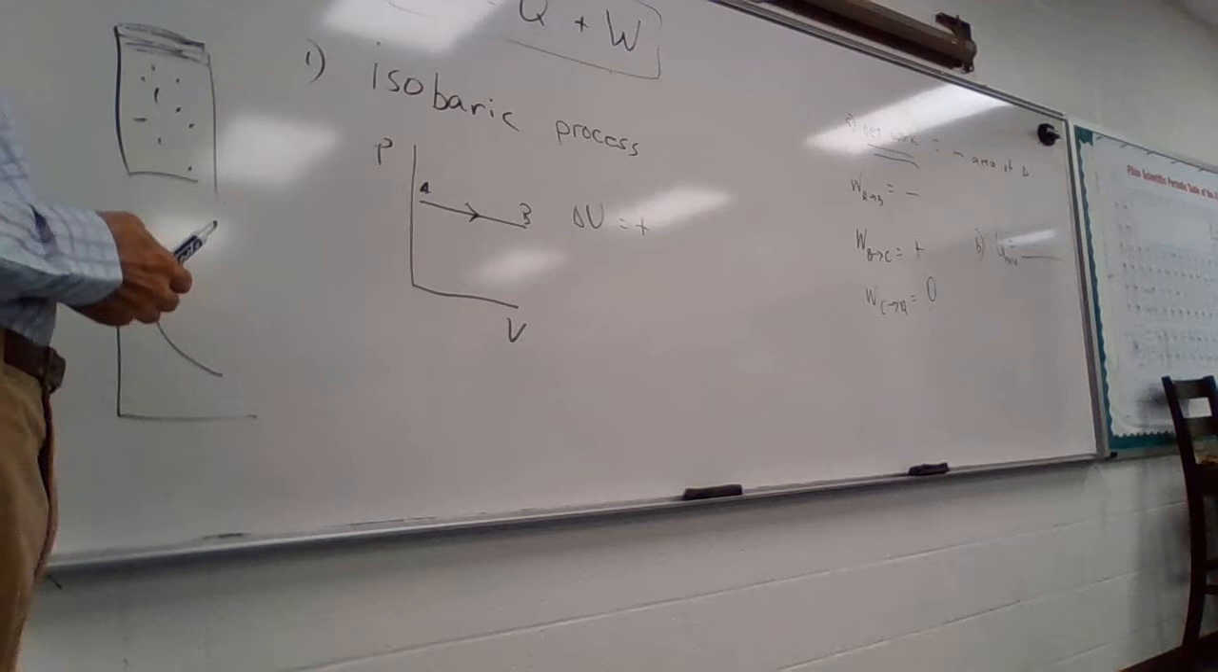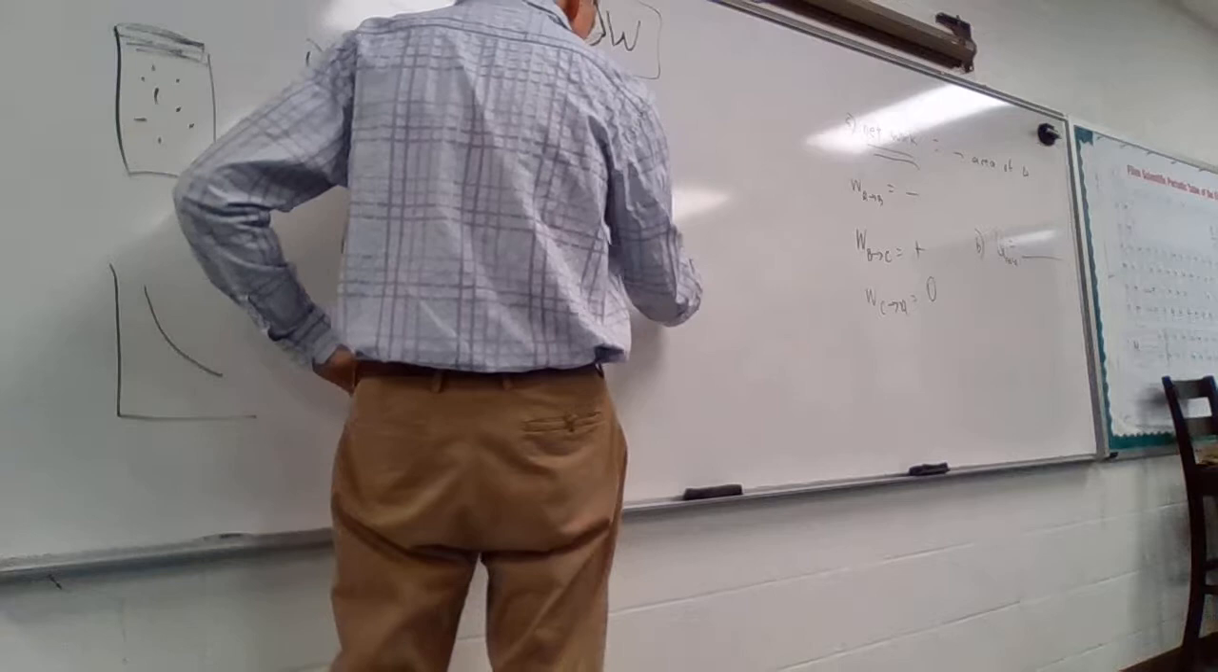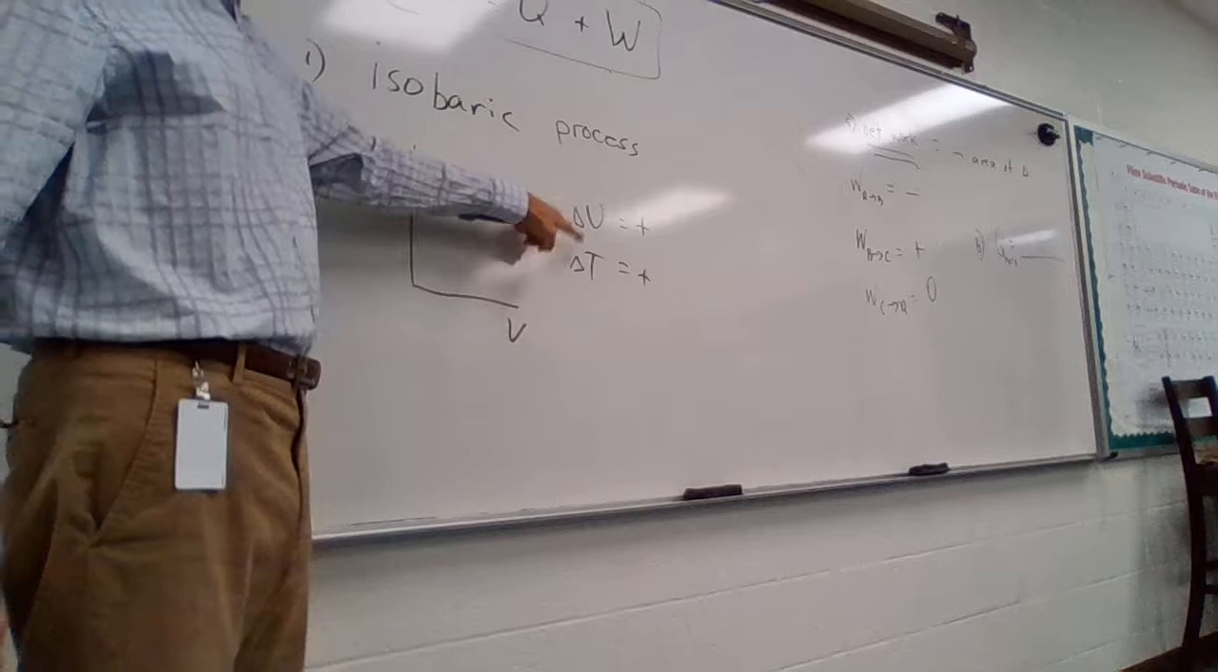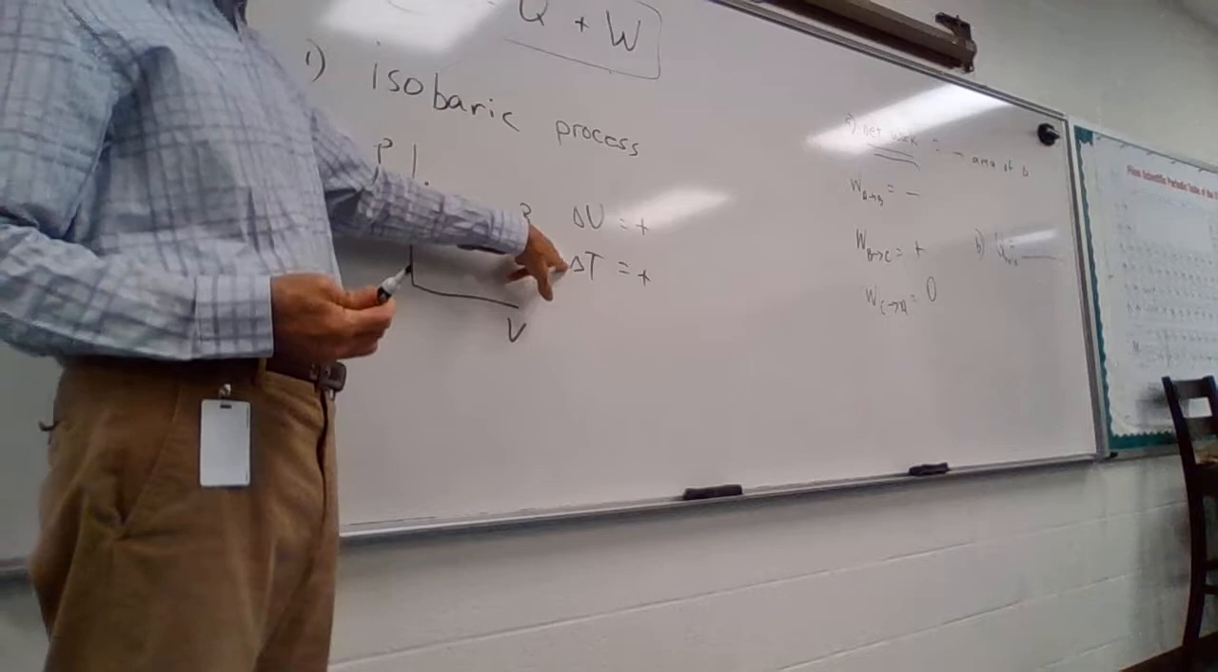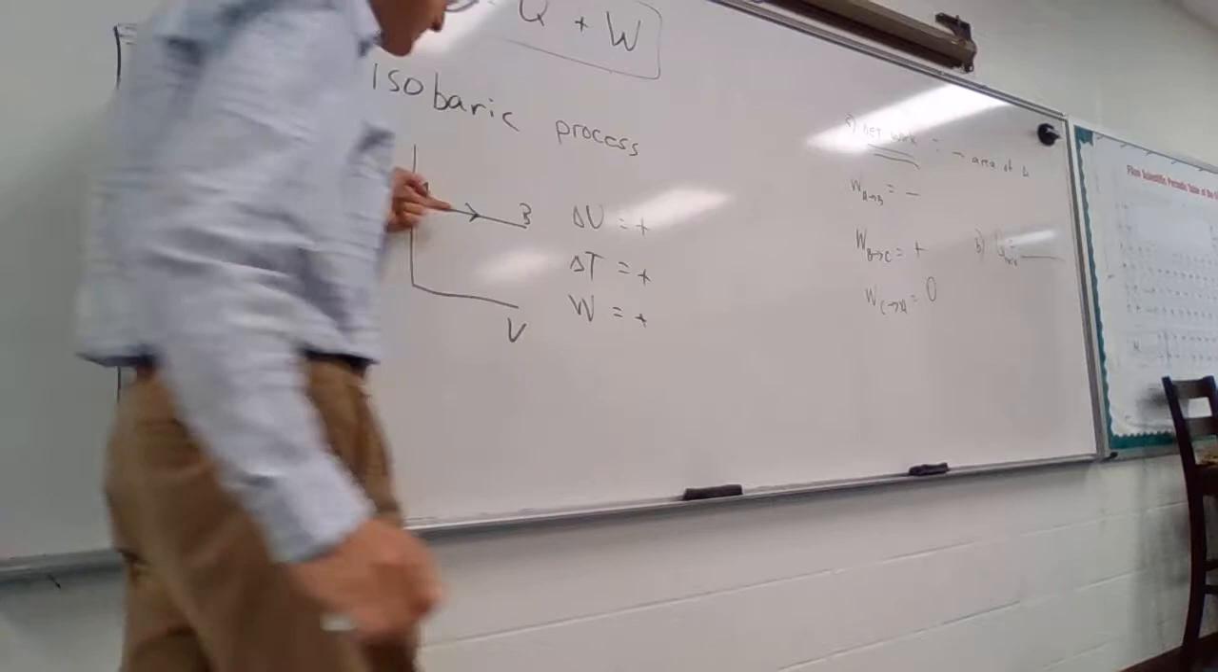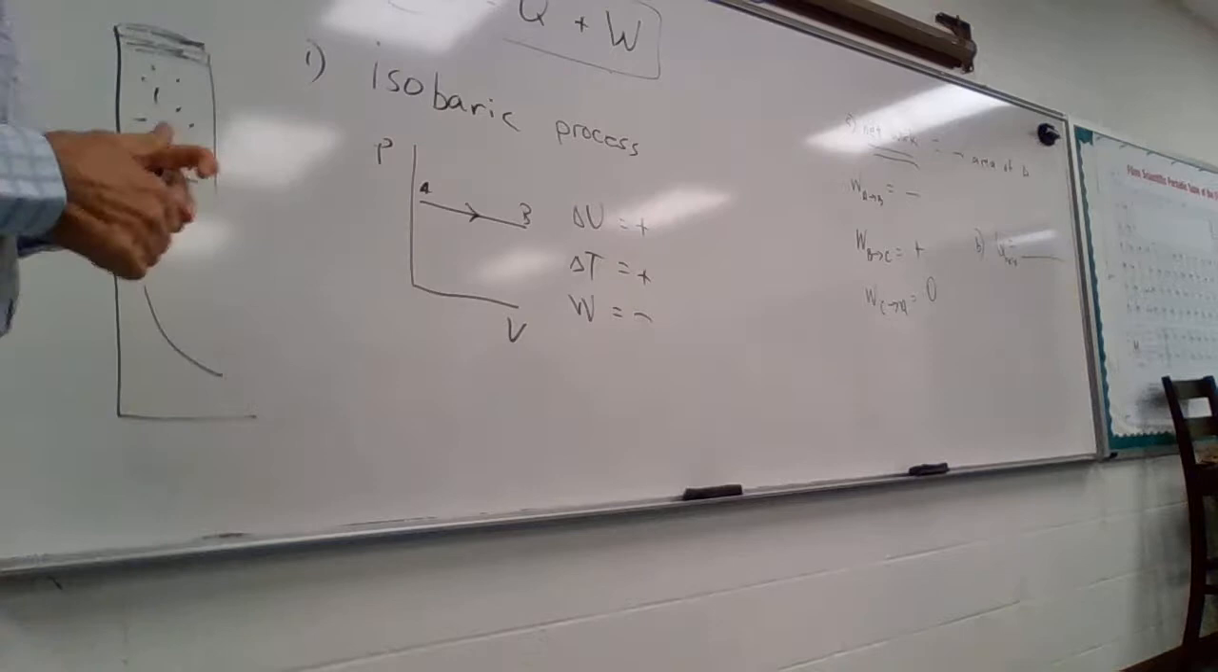Okay. That's positive because the temperature change is positive. Remember, U and T go together. I'm going to keep emphasizing that so you don't forget. U and T are proportional. If delta U is positive, then the change in temperature is positive, and vice versa. Okay. The work you know is positive as well. We've learned, no, sorry, not positive. The work is negative. There you go. We just learned that. Therefore, Q must be what?